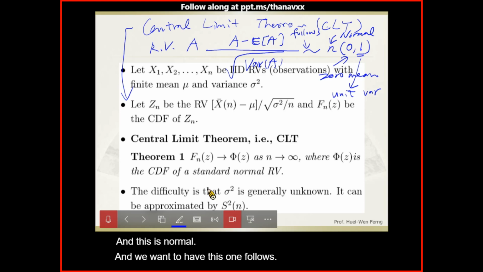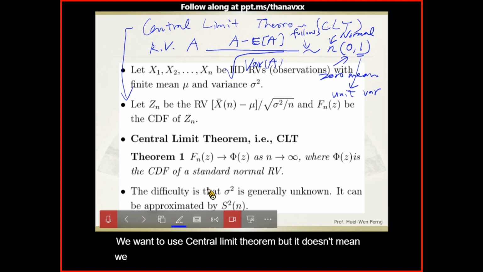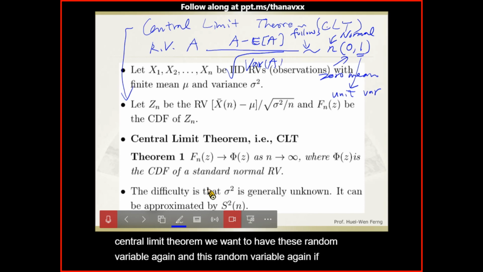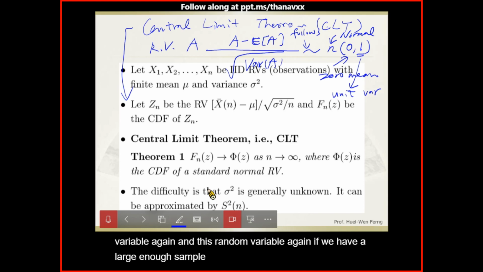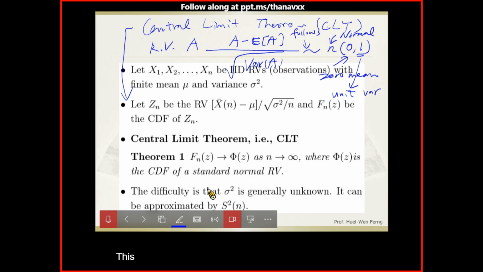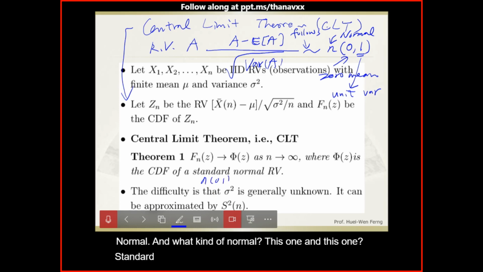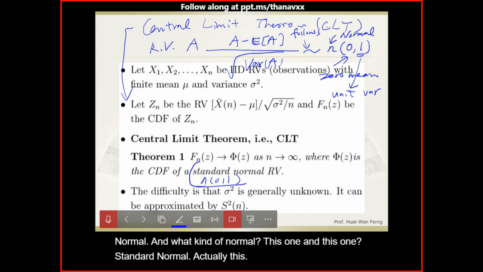We want to use the central limit theorem, but it doesn't mean we use the central limit theorem directly. So here, this is the central limit theorem. We want to have this random variable, and if we have a large enough sample size, then this one follows normal. And what kind of normal? Zero mean and unit variance, so standard normal.